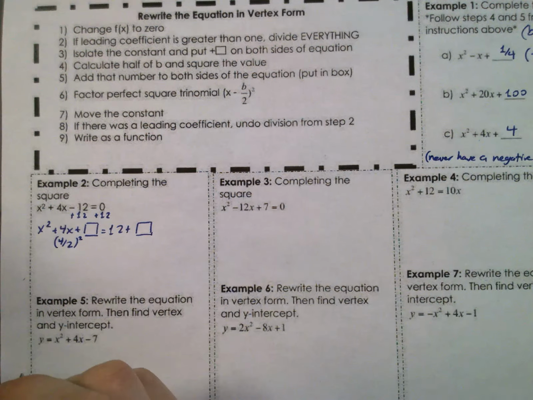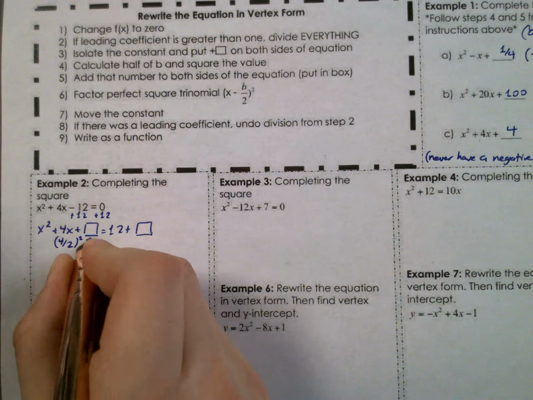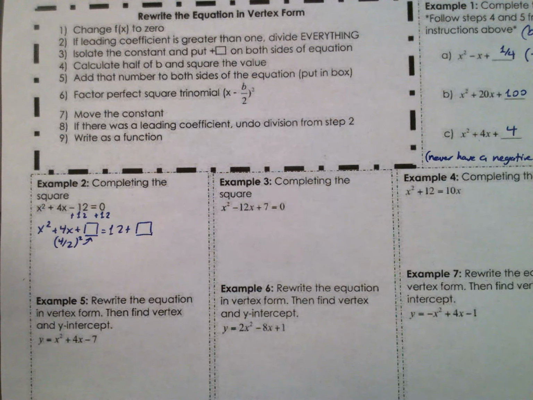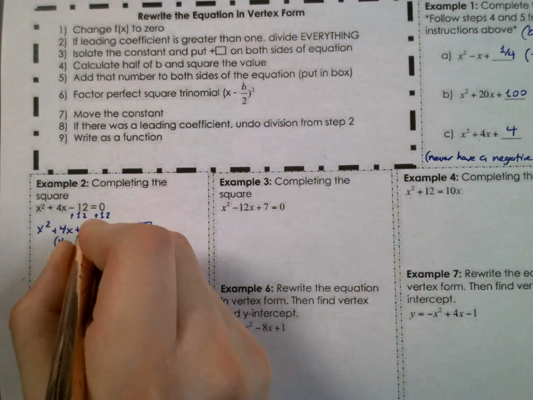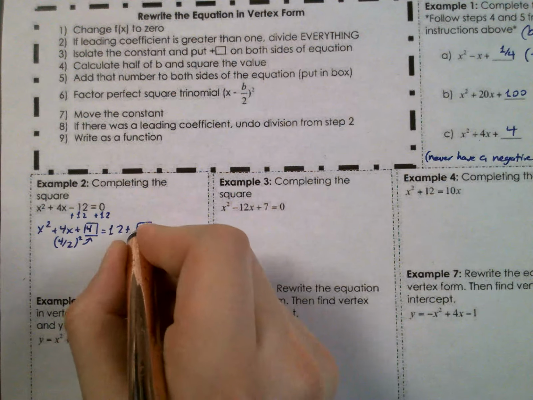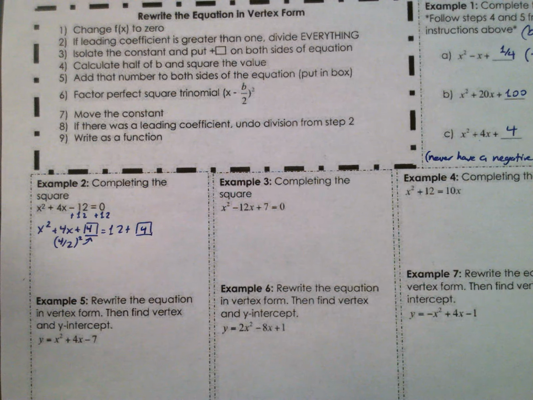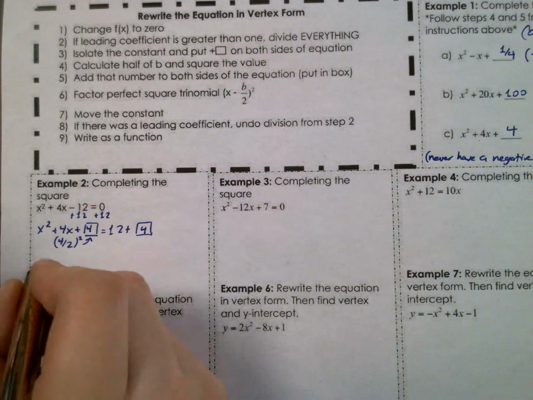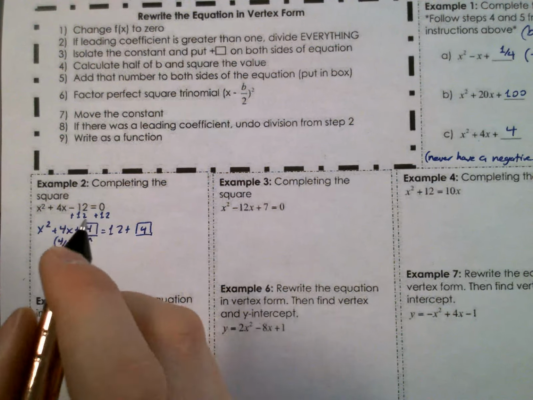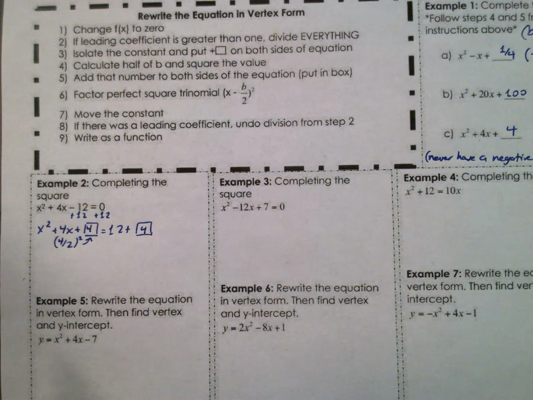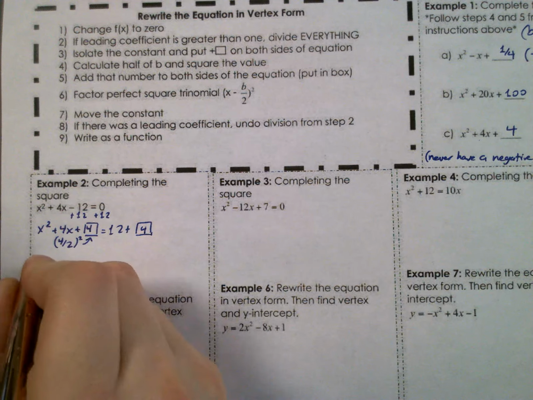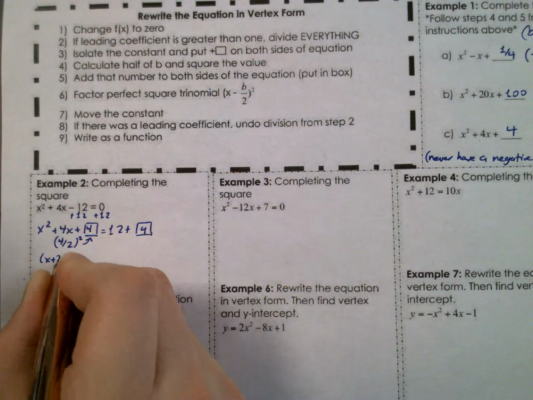And what do we get? 4 divided by 2 is 2. 2 squared is 4. Put 4 here, and you put 4 here. And actually, that is a perfect square. We can do x squared plus 4x plus 4 because it could be 2 and 2. Yay. So we factor that, we get x plus 2 squared.